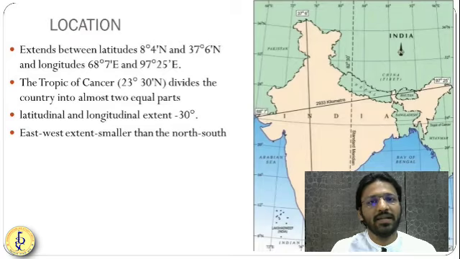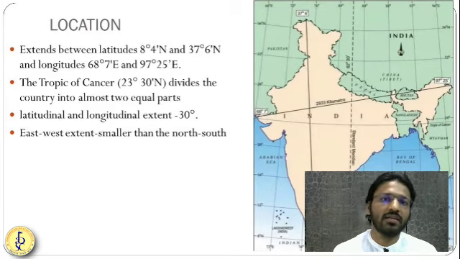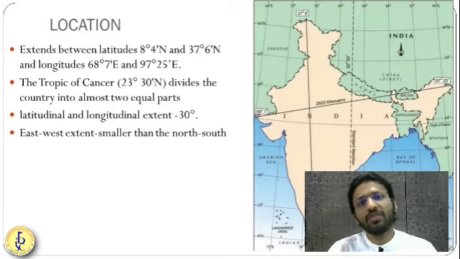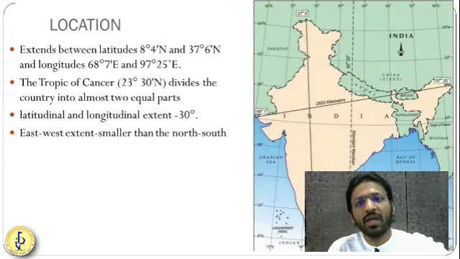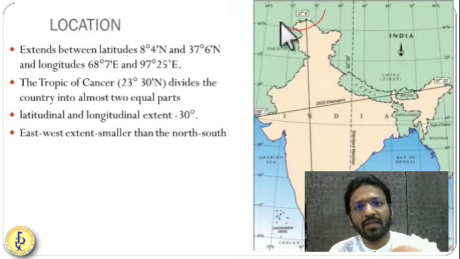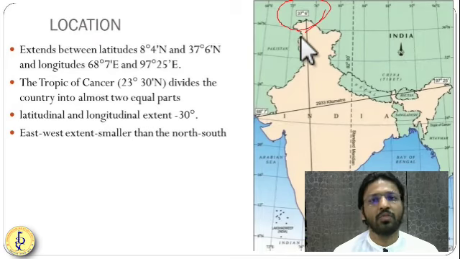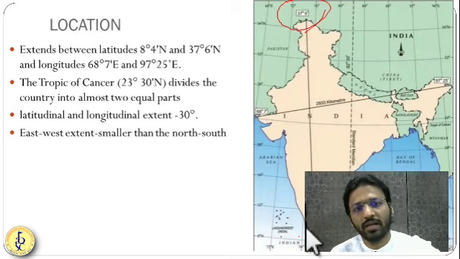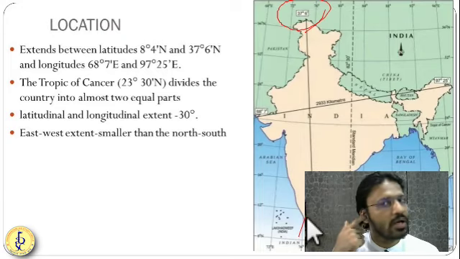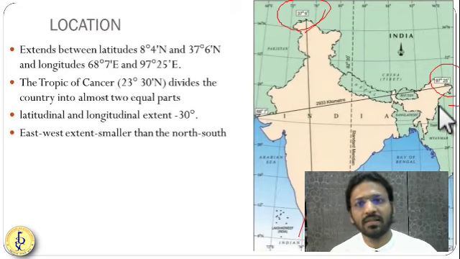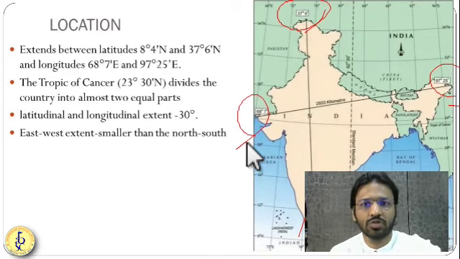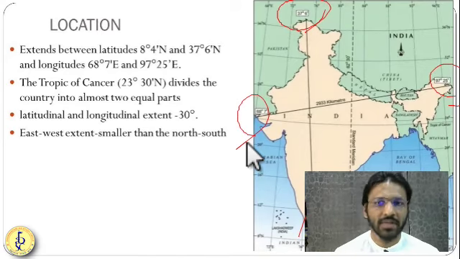As we know India's northern, southern, eastern and western latitudinal and longitudinal positions: we have 37 degrees 6 minutes as the northernmost point, and the southernmost point near Kanyakumari is around 8 degrees 4 minutes. The easternmost point is 97 degrees 25 minutes and the westernmost point is 68 degrees 7 minutes.